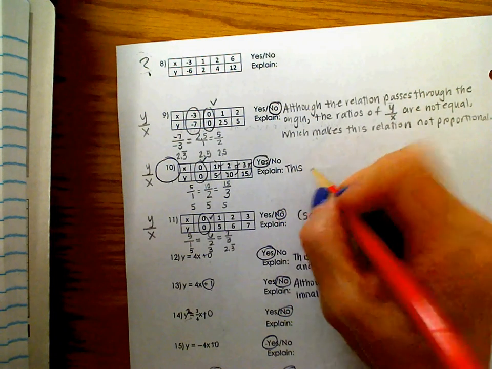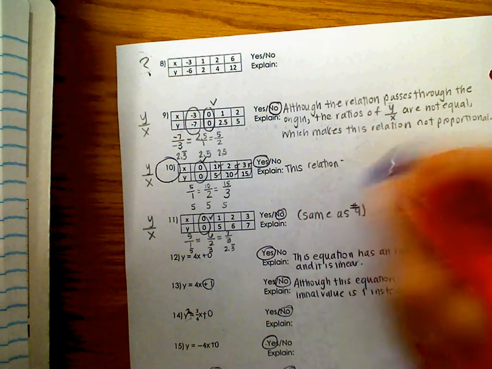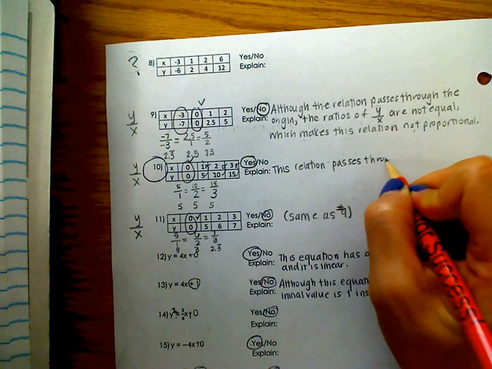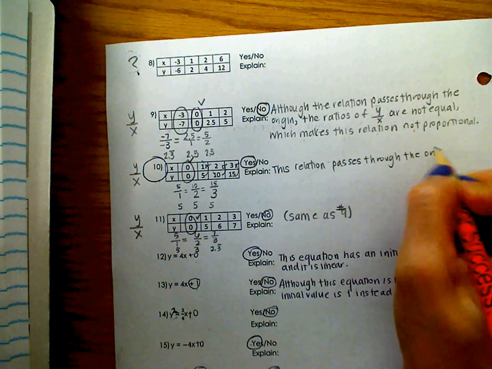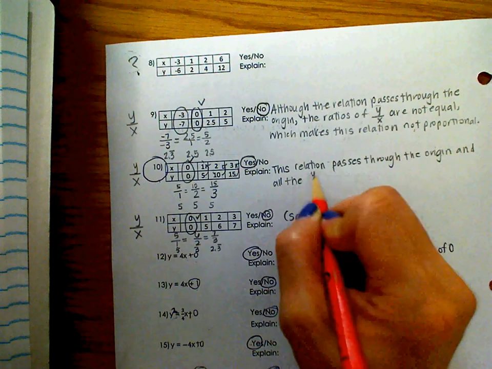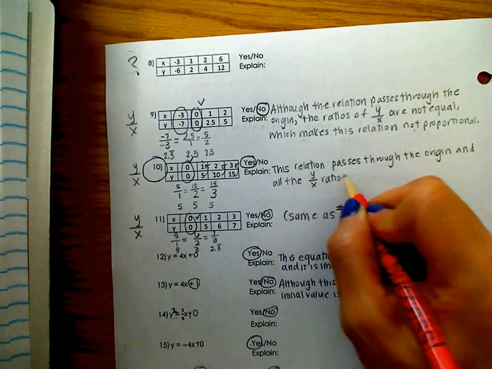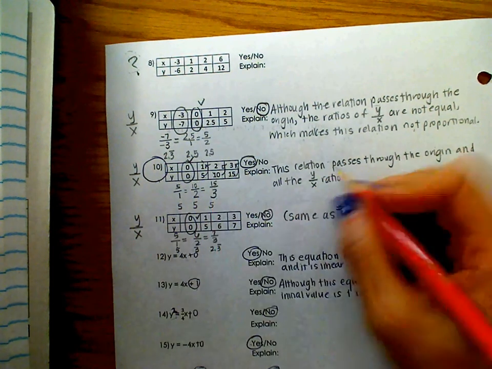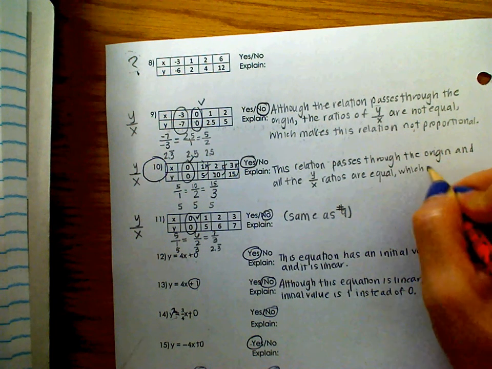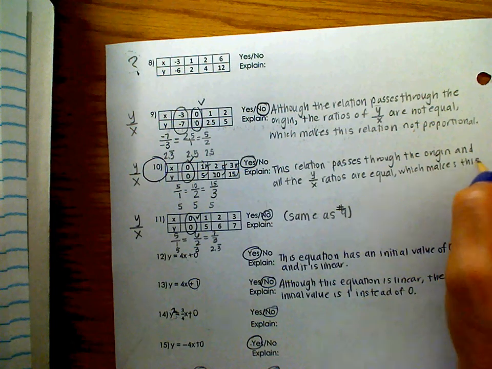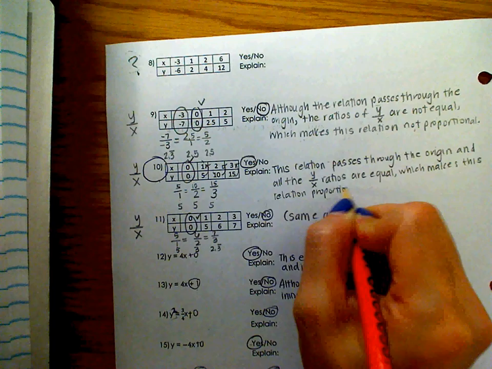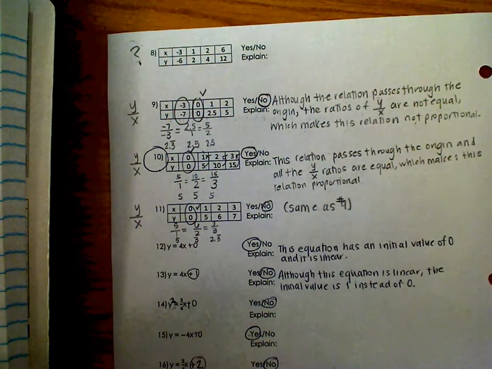This relation passes through what? Right. The origin. And what else has to be true? All the y over x ratios, so we did that ratio, then that ratio, then that ratio, are equal, which makes this relation proportional. Okay? So that's number 10.